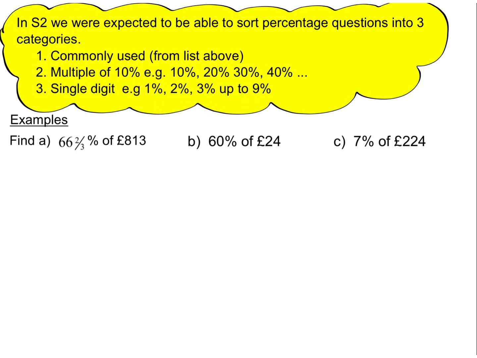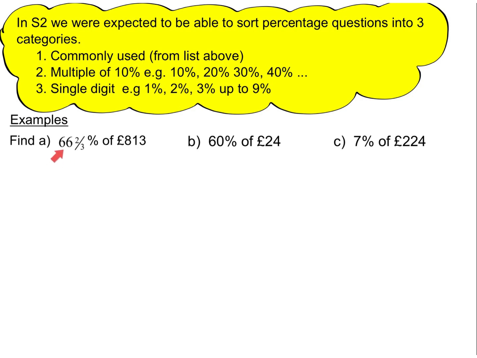Now if we can first of all establish which of these three types it is quite easily, then each one has its own method. So we'll have a look at the examples below. The first thing I'm going to do is go through this little checklist. Is it a commonly used percentage? Was it one of the ones on my list? If not, is it a multiple of 10? If not, is it a single digit?